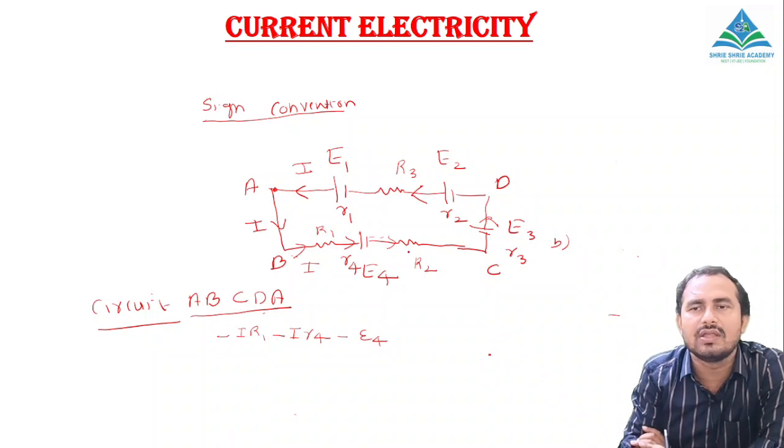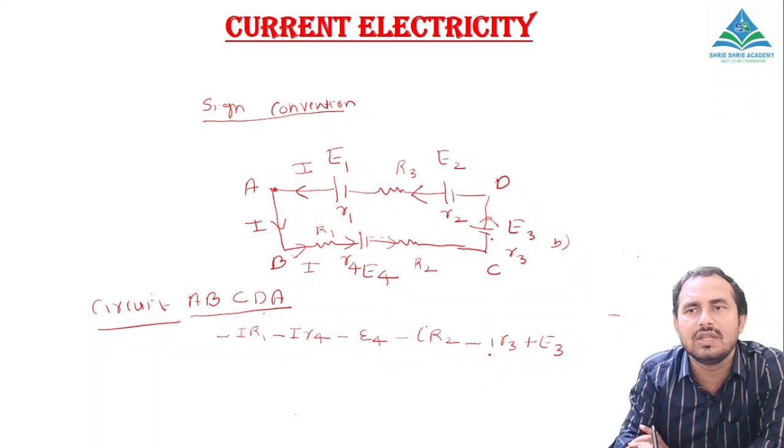Now again you are going in the direction of current, so you will write minus IR2. Next here you are going from negative to positive terminal, and I have specified the internal resistance here. So you write that also, minus IR3 plus E3. Why plus E3? Because when you are talking about terminals of the battery, we are going from negative to positive terminal, so the EMF is taken as positive.